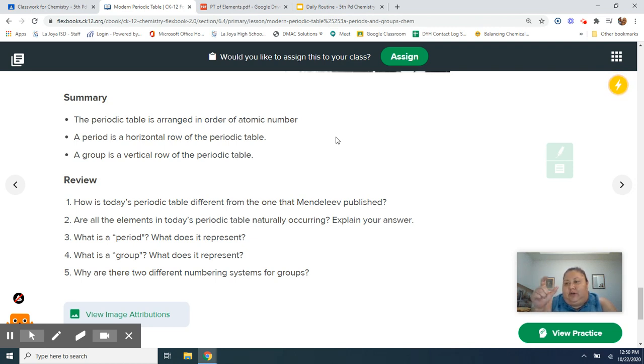A group is a vertical column. I don't know why they called it a row, but it's a vertical column on the periodic table, and these groups are elements that have similar chemical properties, meaning they have a tendency to all react the same.